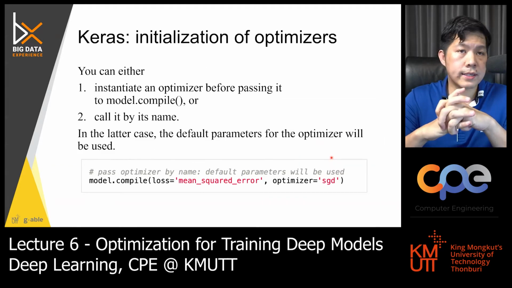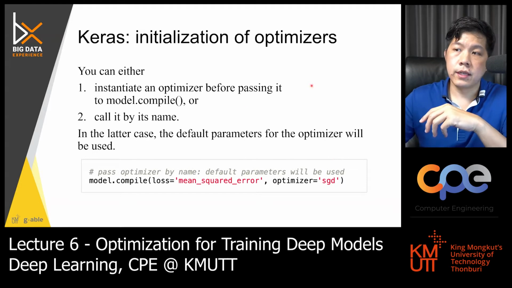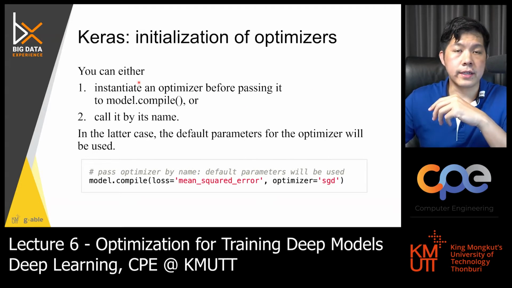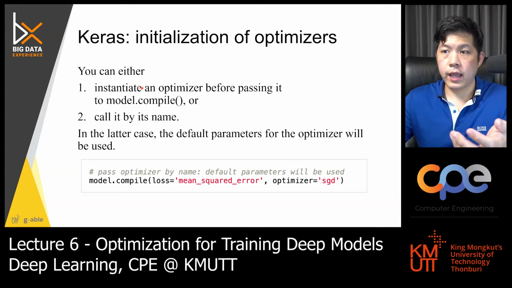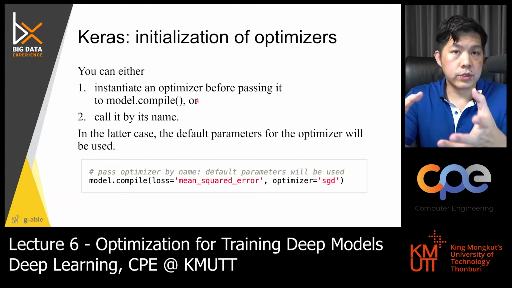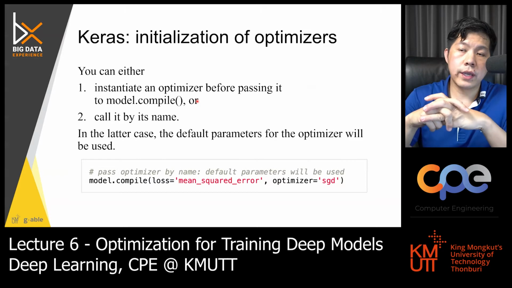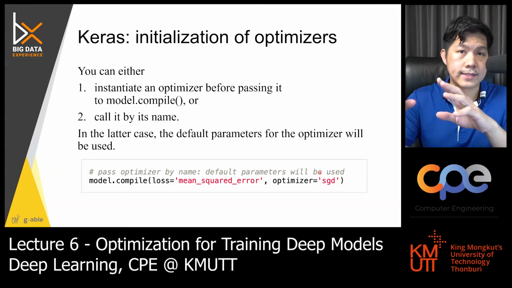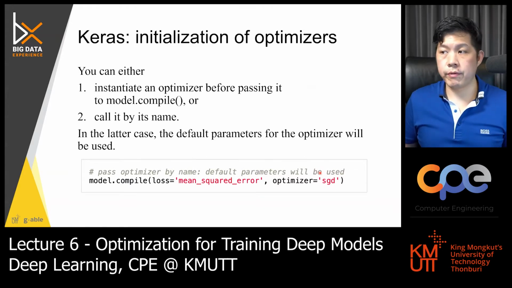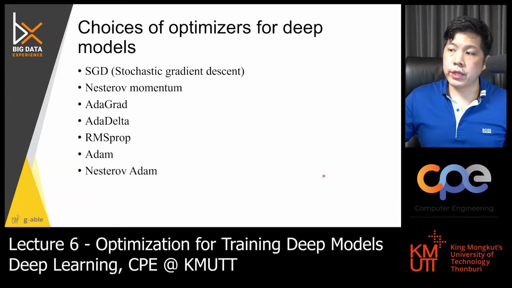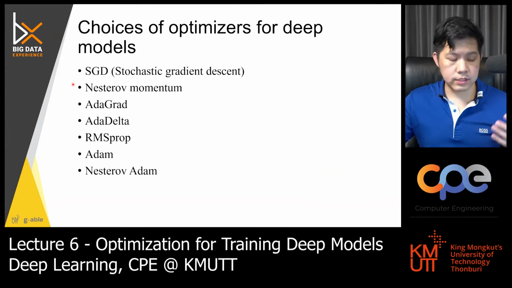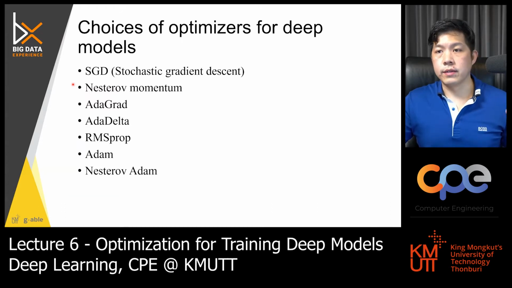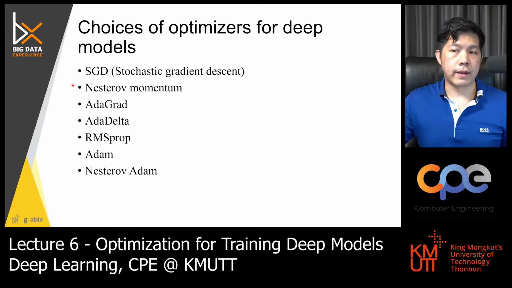So in order to initialize an optimizer, you can instantiate it, meaning creating an object, and then just put it into the model.compile, or you can call the name, just specify the name like below here, that I specified as SGD, and then it will use the default parameters for that. So you can choose from different choices of optimizers, and this will change when the developer includes more, additional types of optimizer into the model.